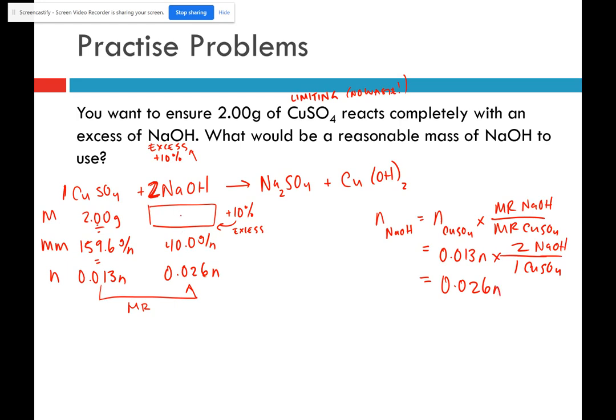All right, to get a mass, we're going up, so we need to multiply. So 0.026 times 40 is going to give us 1.04 grams. Now, if we only put in 1.04 grams, that's exactly how much we need. But we said we want to ensure that sodium hydroxide is in excess. So instead of adding just 1.04 grams, I'm going to add 10% to that. So the mass of sodium hydroxide I'm actually going to use is the mass needed, multiplied by 1.1, because that's adding 10%.